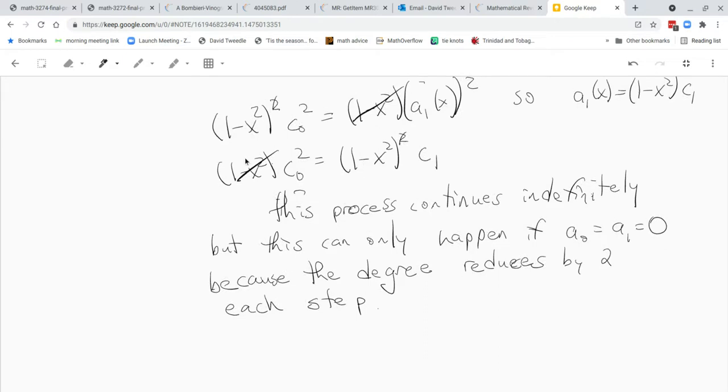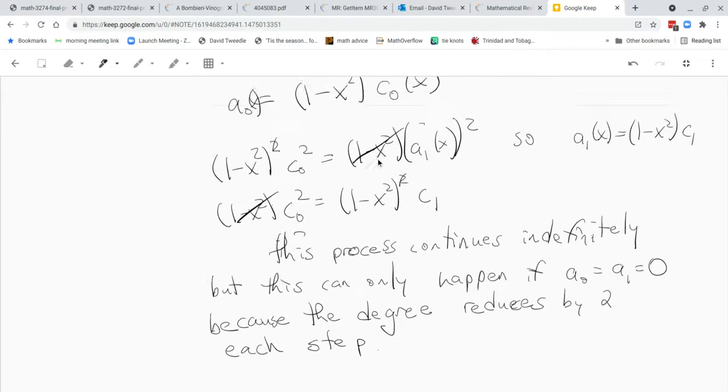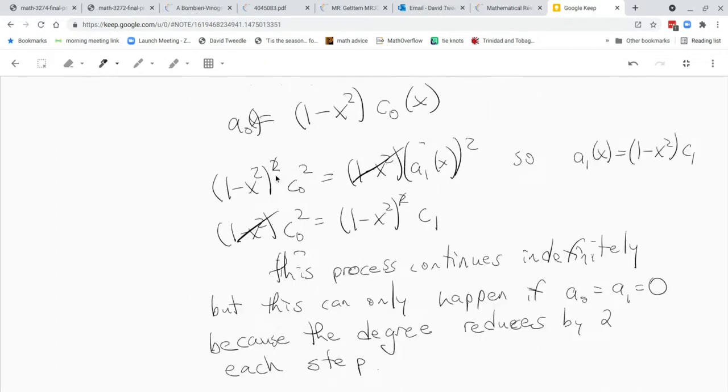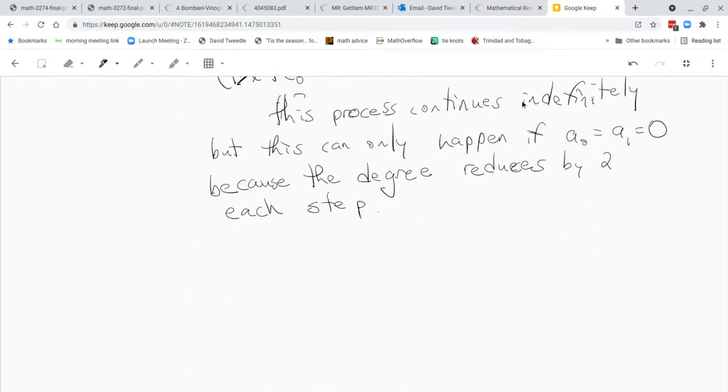If both sides are 0, then going through this argument, it says 0 squared minus 1 minus x squared times 0 squared equals 0. Of course you can write 0 as 1 minus x squared times 0, and it's fine. So in this case we've shown that a equals 0. And now we've shown that if ab equals 0, then either b equals 0 or a equals 0. So now we conclude that R mod I is an integral domain.